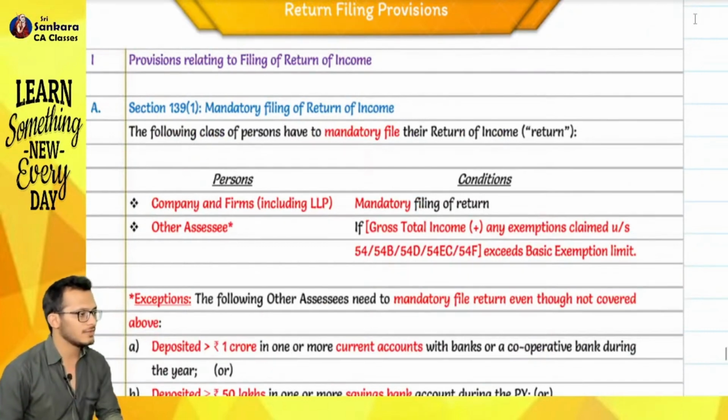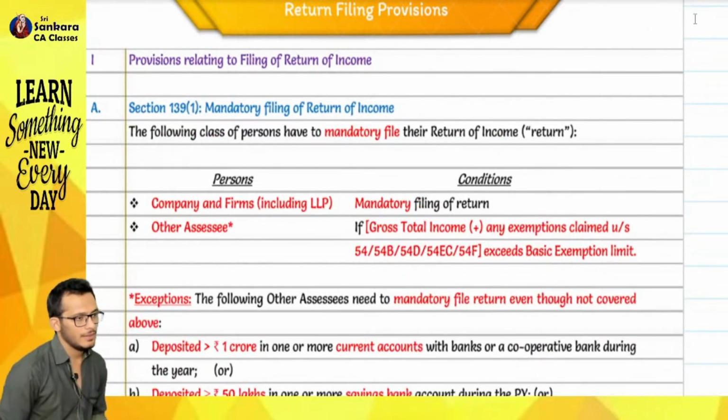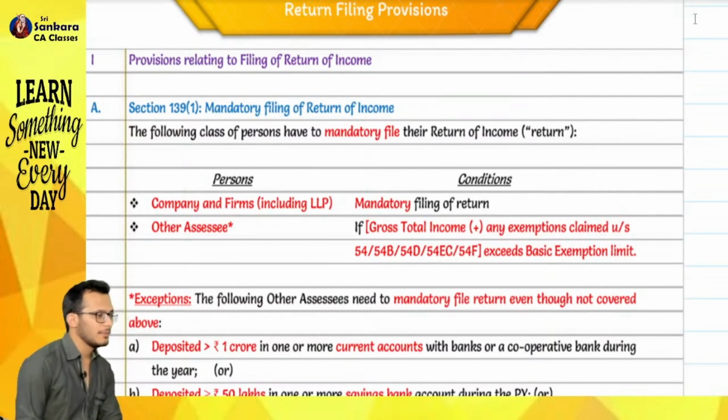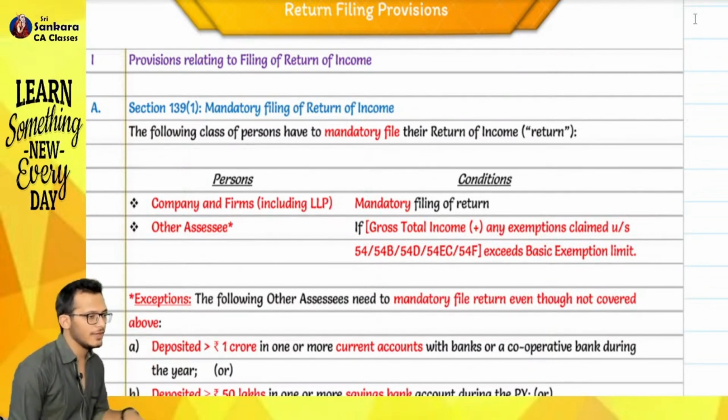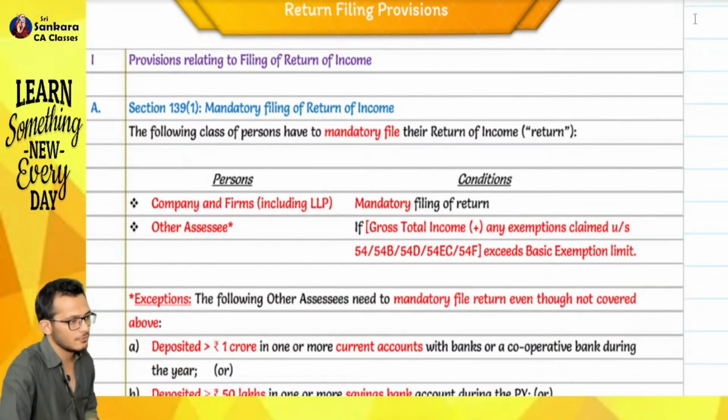Entering the next chapter called return filing. I'm clarifying it right away: in the middle of the chapter, you will find something called updated return. Ignore those parts of the provisions.